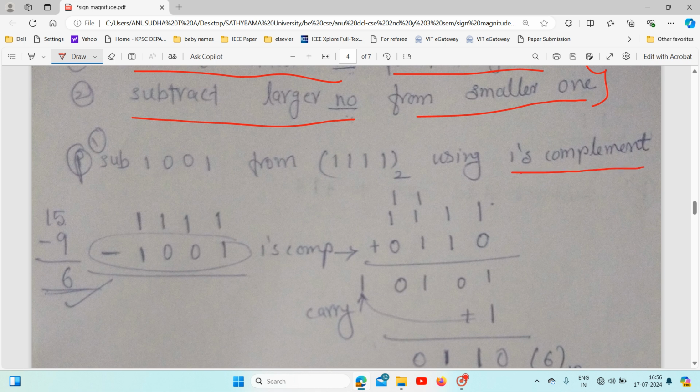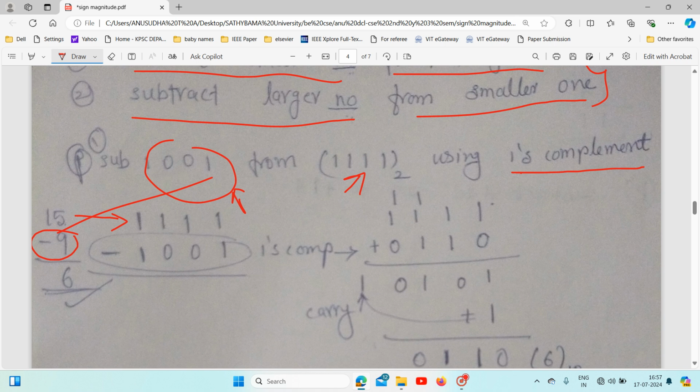Using the ones complement method, you have to subtract this number using 4 bits. The first number is 15, the second number is 9, so you have to subtract 15 minus 9. This is your signed number, and this is the positive number. You know how to represent a positive number. In order to get 15, all the 4 bits should be 1.